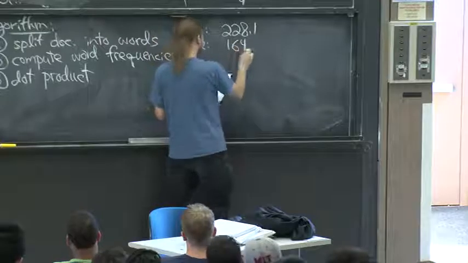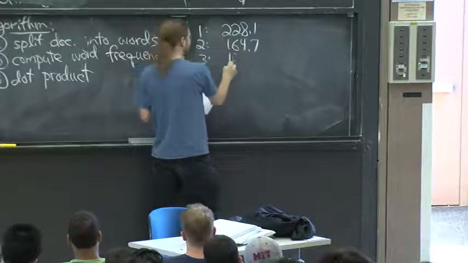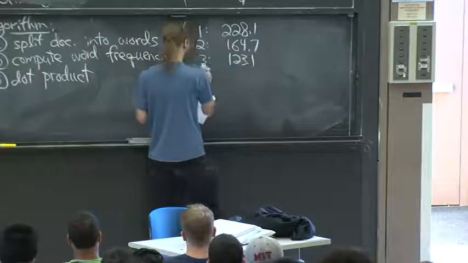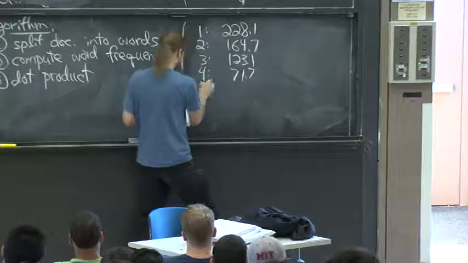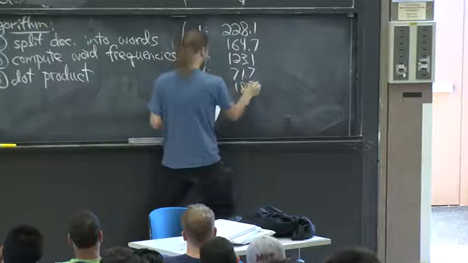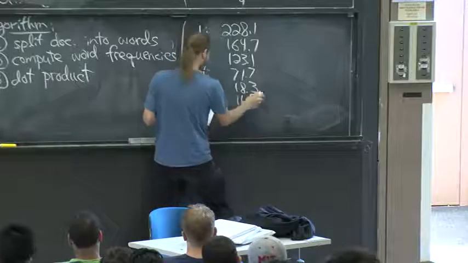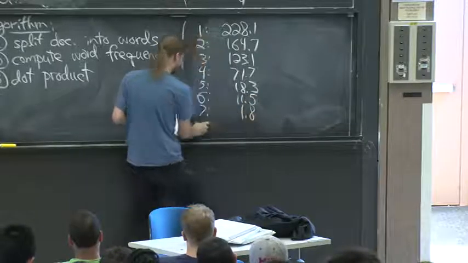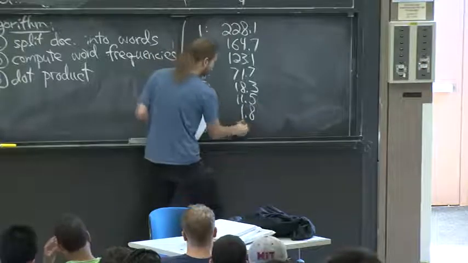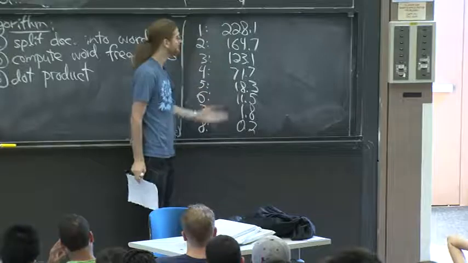Then we do a little bit of algorithmic tweaking. We get down to 164 seconds. Then we get to 123 seconds. Then we get down to 71 seconds. Then we get down to 18.3 seconds. Then we get to 11.5 seconds. Then we get to 1.8 seconds. Then we get to 0.2 seconds. So a factor of 1,000. This is just in Python.